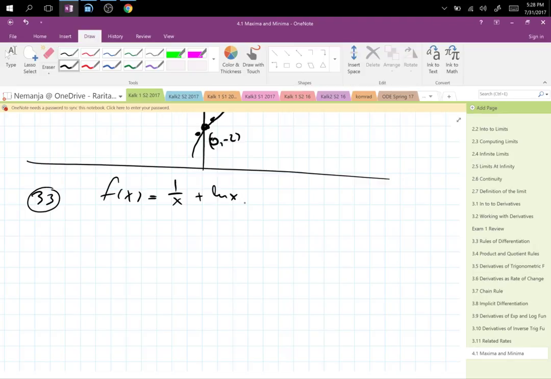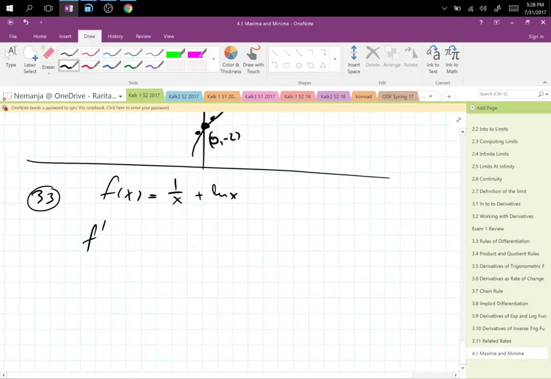We find the derivative. Well, before we find the derivative, I want to find the domain. Domain must be 0 to infinity. I can't include 0 because there's a vertical asymptote both from 1 over x and ln x at the same time.